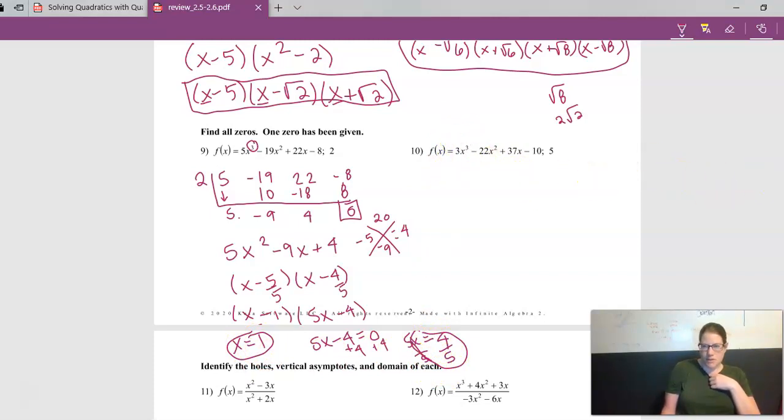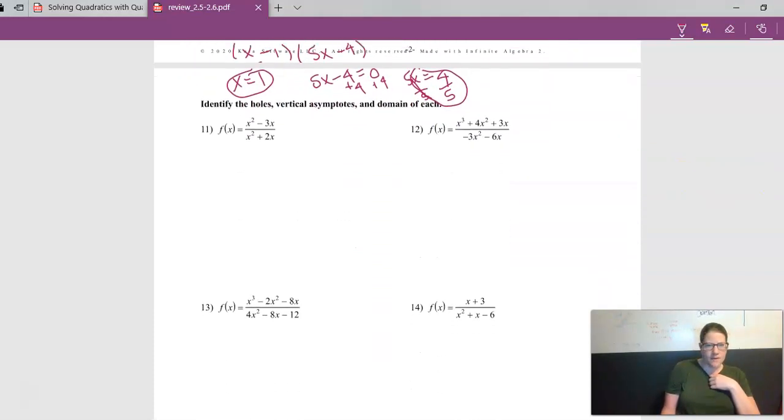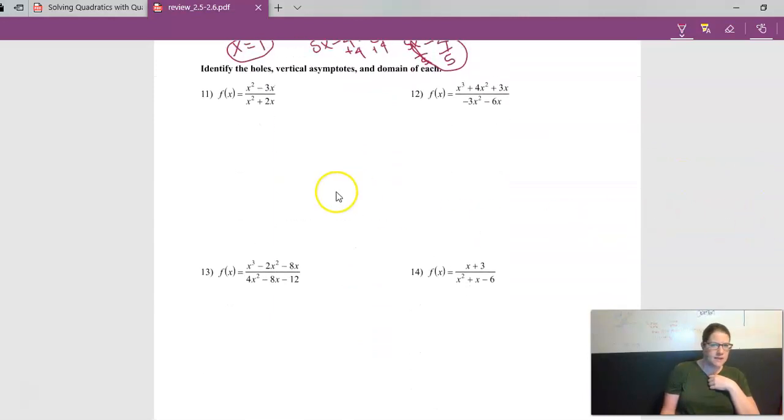All right, so I'm going to skip down now. We have identify the holes, vertical asymptotes, and domain. So remember, the first thing you want to do when you're looking for these things is factor the numerator and the denominator. So on the top, I'm going to pull out the common factor of x, which will be x minus 3. On the bottom, same thing, x, which leaves x plus 2.